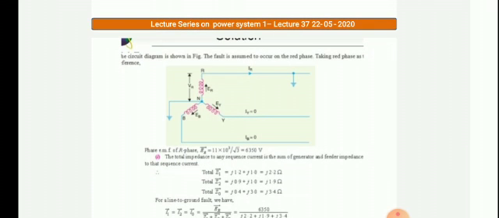So it is a line to ground fault, taking the R phase as the reference. The phase voltage is given as 11 kV, and as it's star connected, dividing by root 3 we get the phase voltage, 6350 volts. The total impedance of the sequence currents in terms of the generator and the feeder impedance are calculated.